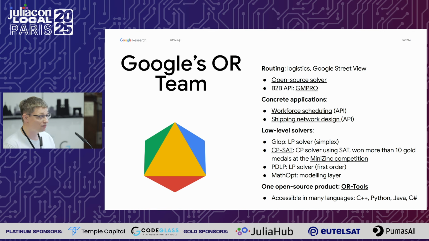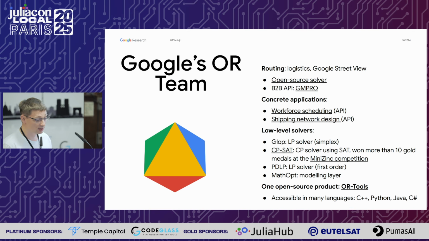But initially, the very first application was routing for Google Street View. So we have a quite generic routing solver that you can use for any kind of logistics application. That's open source on GitHub. You can download it. It's really the main driving factor for people to use OR tools. And you also have an API that you can use. It's freely available too, it is JuMP.